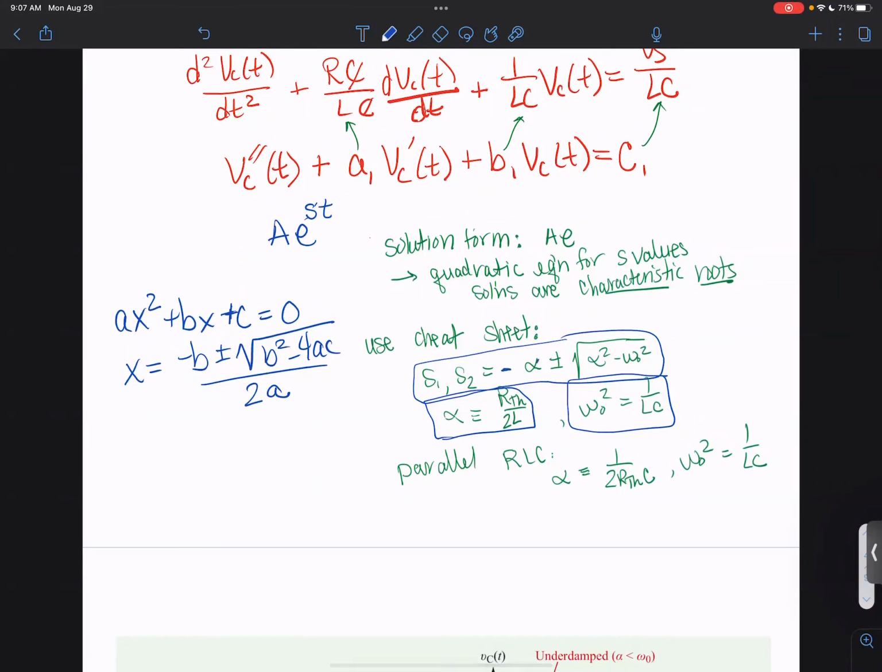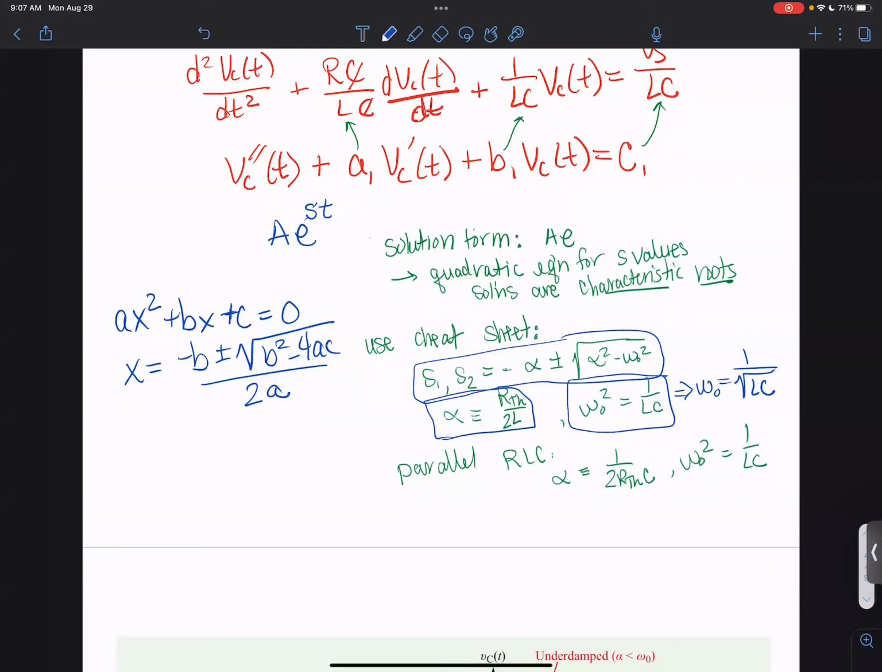This is minus alpha plus or minus the square root of alpha squared minus... No, I'm making that worse. Are you asking about omega naught squared? You can rewrite this as omega naught is 1 over the square root of LC.